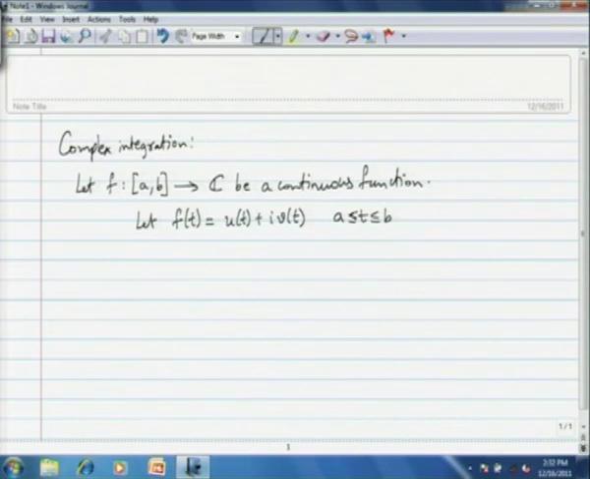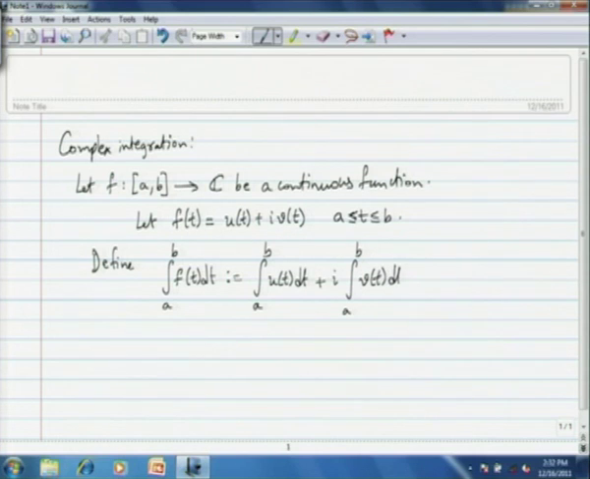Okay. And then let us define the definite integral of f of t dt, okay, in terms of the definite integral that we already know from one variable calculus. So, let this be defined as the integral from a to b of u of t dt plus i times the integral, the definite integral from a to b of v of t dt. Okay. So, it is defined in terms of the Riemann integral that we already know. Okay.